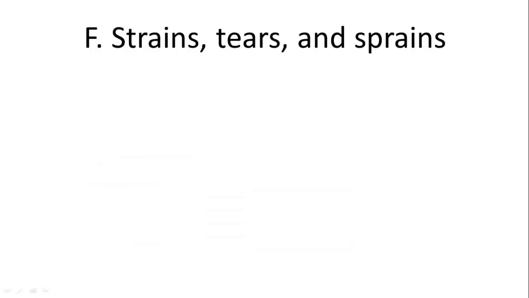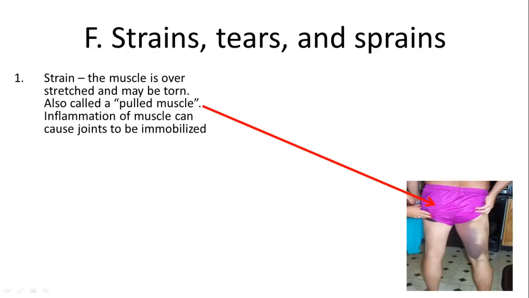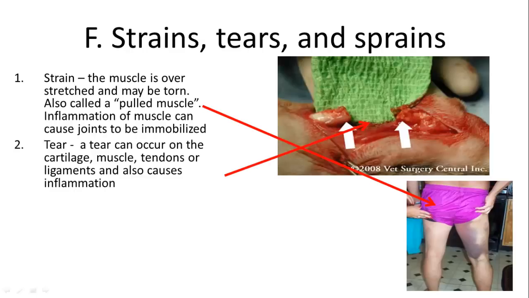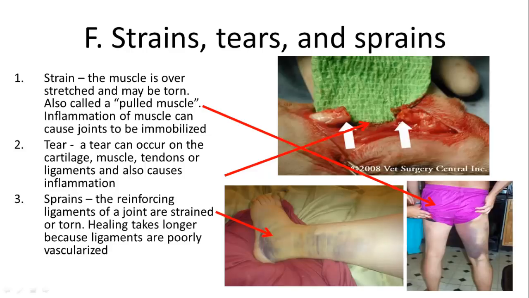Finally, there are injuries that can occur, including strains, tears, and sprains. A strain is where the muscle is stretched, maybe torn, also called a pulled muscle, and the inflammation of that muscle then causes the joint to be immobilized. A tear is where the tendon, this is a complete tear, or a smaller tear. Tendons don't heal very quickly, so those can be severe. Sprains are where the reinforcing ligament is strained or torn. And again, healing on these sometimes takes a long time.